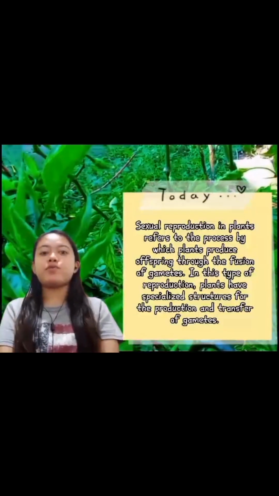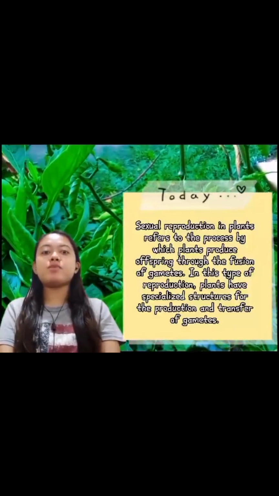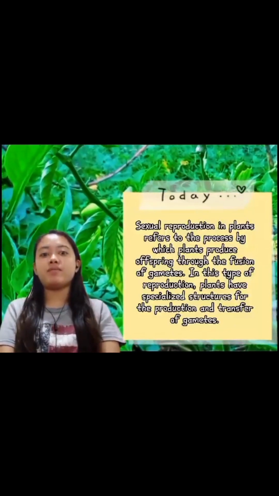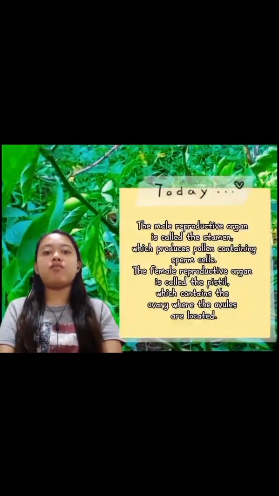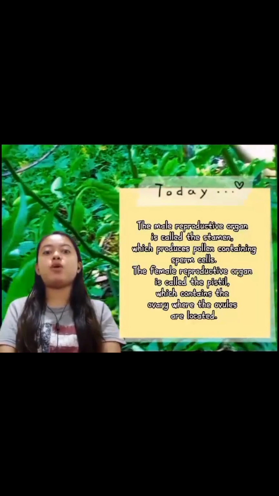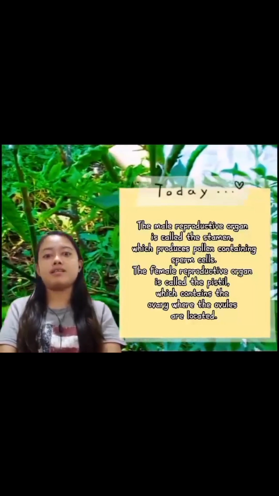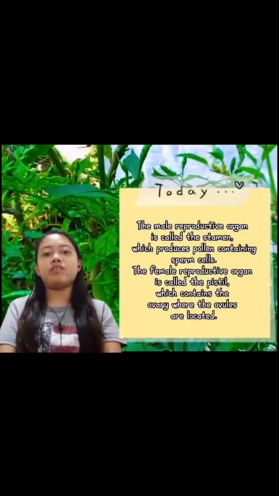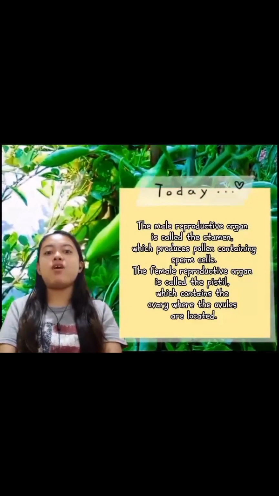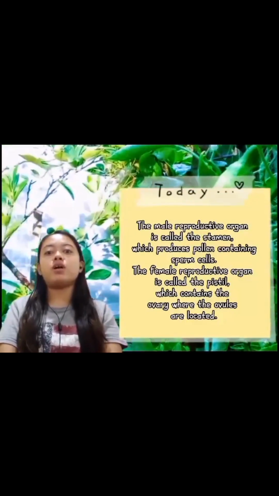In this type of reproduction, plants have specialized structures for the production and transfer of gametes. The male reproductive organ is called the stamen, which produces pollen containing sperm cells. The female reproductive organ is called the pistil, which contains the ovary where the ovules are located.